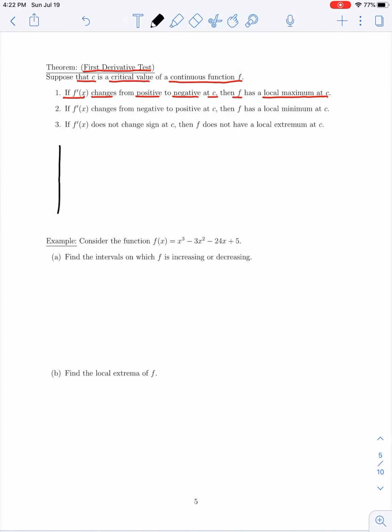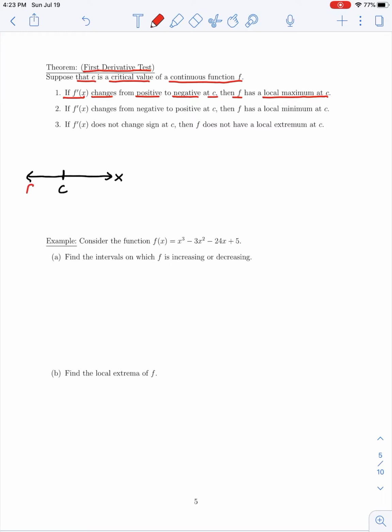So let's suppose that we have, maybe I can use just a number line here. So let's say that we have our number line, maybe representing the domain of our function, and we have a critical value at some value c. Now the first part of our first derivative test says if the sign of the derivative changes from positive to negative at c, then we have a maximum at that point.